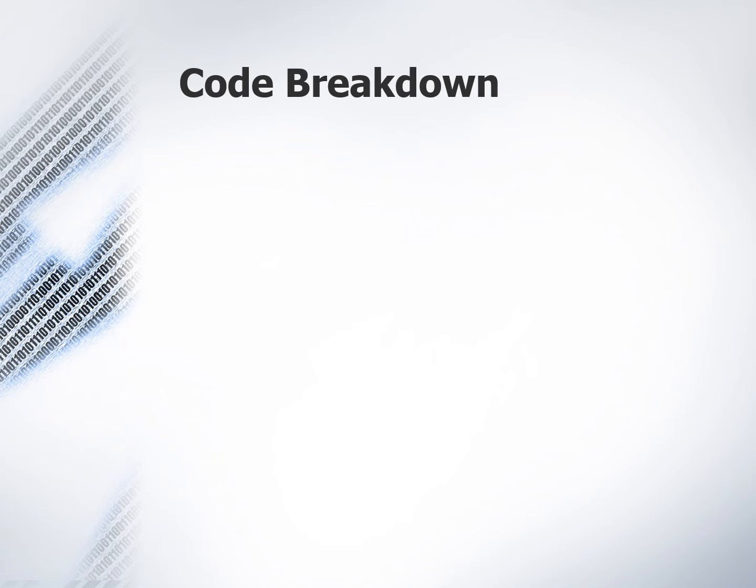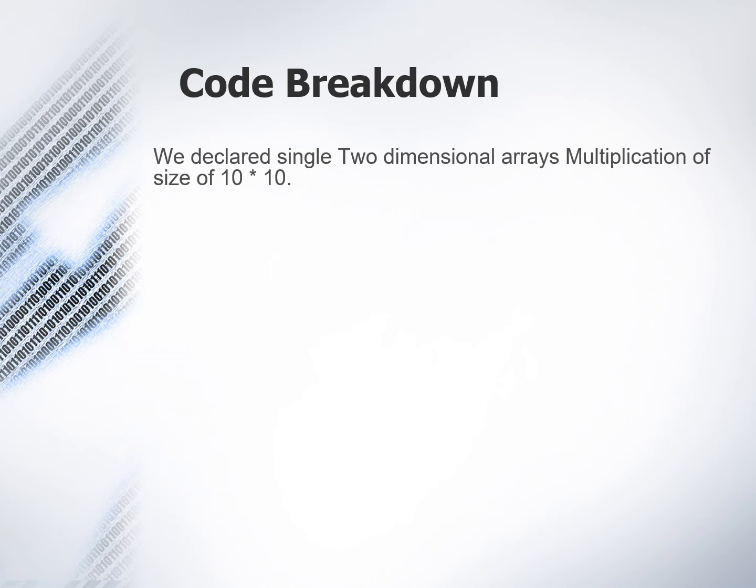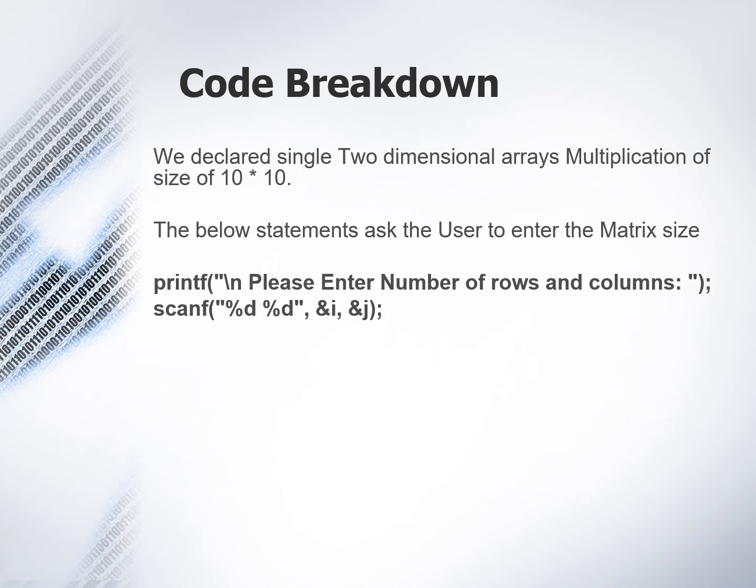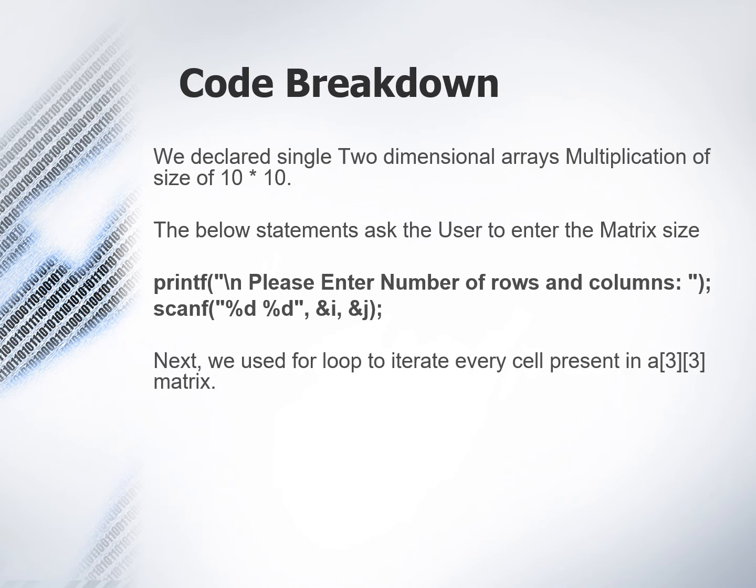Now since we have seen the program code, let us discuss the code breakdown. So we have declared a single two-dimensional array of size 10 by 10. The below statement will ask the user to enter the matrix size. So this printf statement says please enter the number of rows and columns, and this scanf statement says %d, and i and j. So it will take the input for variables i and j.